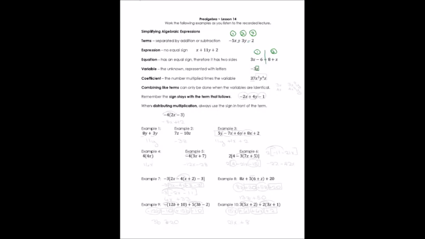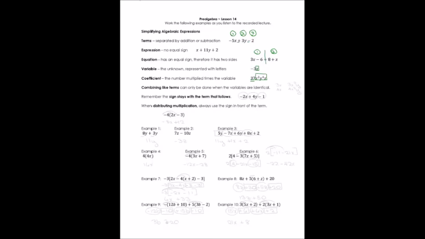Now, our variables can get very complicated, as you see with this term where we have x squared, y to the fourth, z. Those are all multiplied times each other, but together they make up the variable for that term. The coefficient is 37. 37 is multiplied times the variable. It will be in front of the variable.